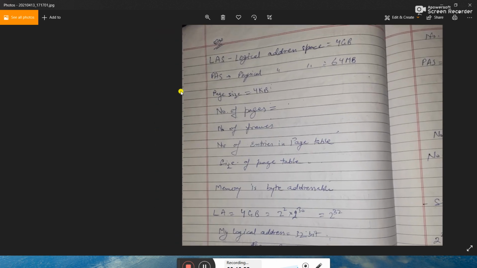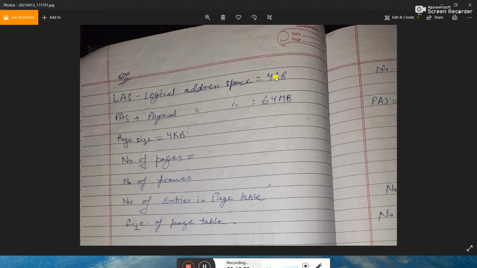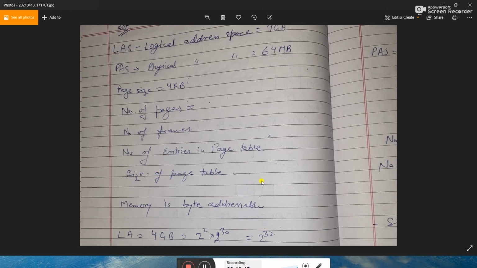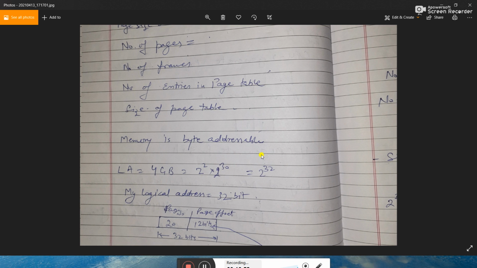Now see, that is one of the examples. One is your logical address space, which is 4 gigabytes. Another is my physical address space, which is 64 megabytes. Page size is 4 kilobytes. Now we require the number of pages, how many pages are required? Number of frames, how many frames are required? Number of entries in the page table, how many entries are possible in a page table? And the size of the page table. So using that data we will calculate.